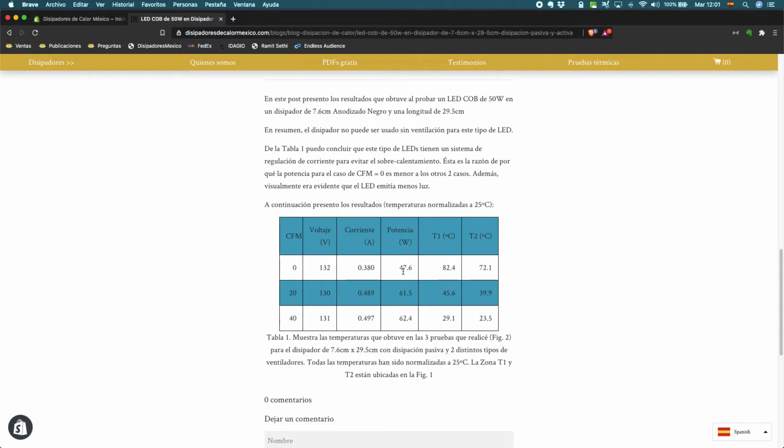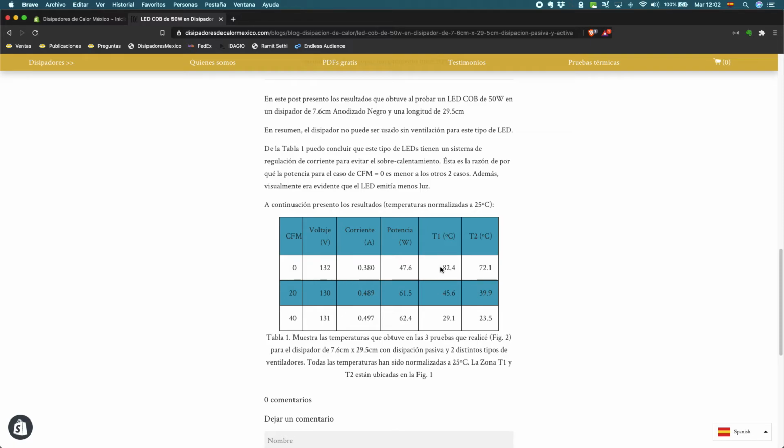The difference in light emission from a visible point of view was also evident, because at this power the LED did emit less light. This difference allows me to conclude that this type of COB LEDs do actually have a temperature and over temperature protection. So when it senses that it reaches a temperature higher than the one it's designed to work in, it diminishes the current demand, as can be seen in this column, and this causes the electric power consumption to drop.